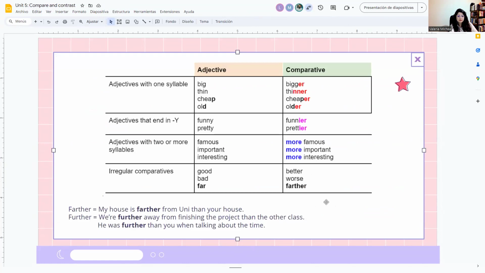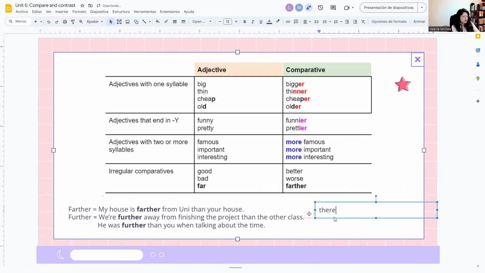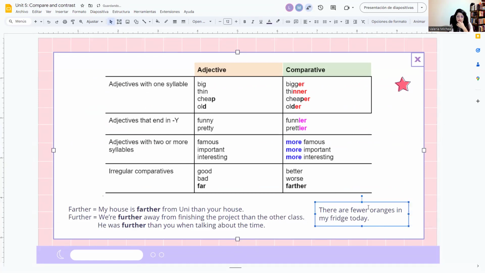So, for example, let me write it here. There are fewer oranges in my fridge today. So in that case, I'm making a comparative, but fewer in this case is the adjective. So it becomes an adjective and it's the one that is helping me to make the comparative sentence. But in that case, it's perfect.